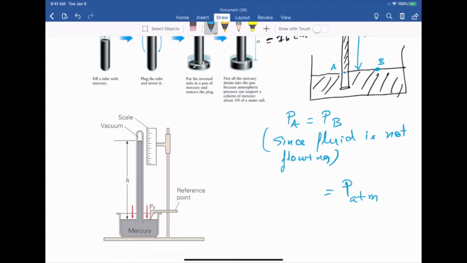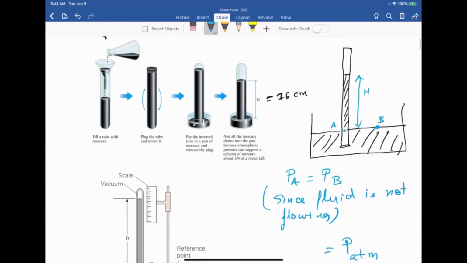What is the pressure at A? The pressure at A is caused solely by the column of mercury above it. So what is there above A? There is the column of mercury, and then there is this empty space that doesn't exert any pressure. So the pressure at A is caused solely by the column of mercury that's sitting directly above it.